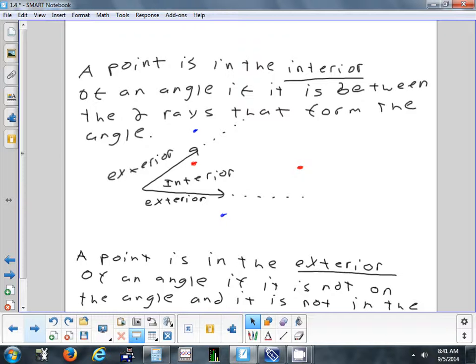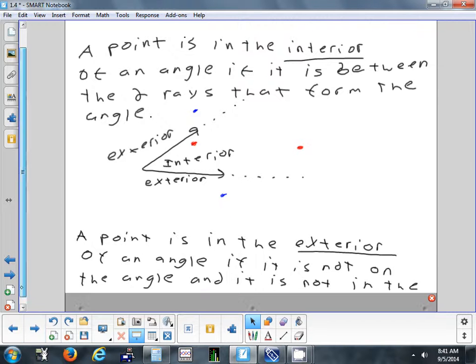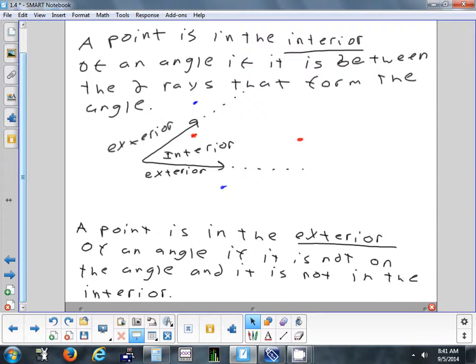If it's not in the interior, then it's in the exterior. And it can't be on the angle itself. If a point is right on the angle, it's not inside or outside, it's on the angle. So a point is in the exterior if it's not on the angle and it's not in the interior. Any questions about that classification, interior and exterior of an angle?